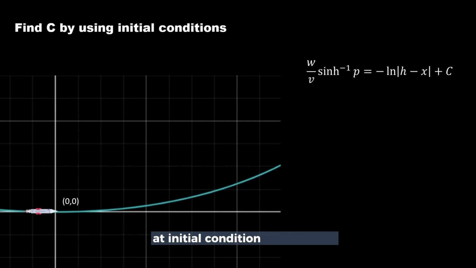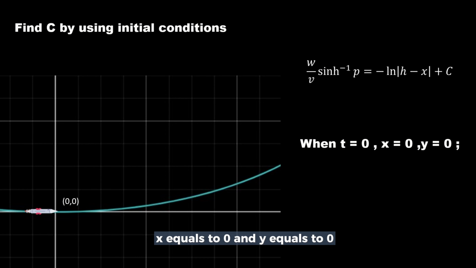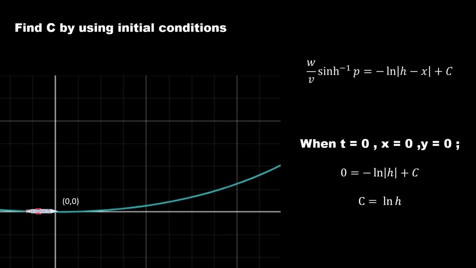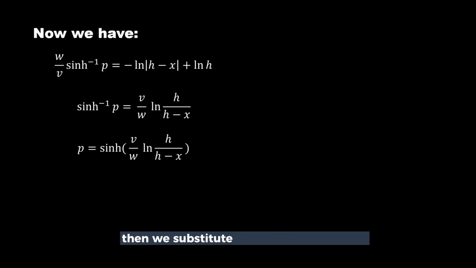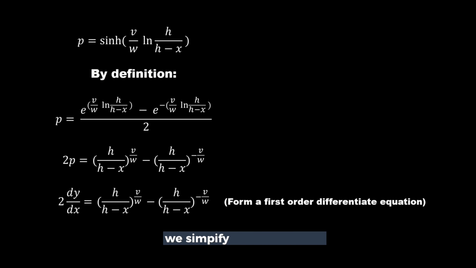At the initial condition, t equals 0, x equals 0, and y equals 0, and we get c equals ln h. Then we substitute c back into the equation and simplify it to express p in terms of x. By using the definition of sinh, we simplify it into this form. After substituting p with dy over dx, a first order differential equation is formed.